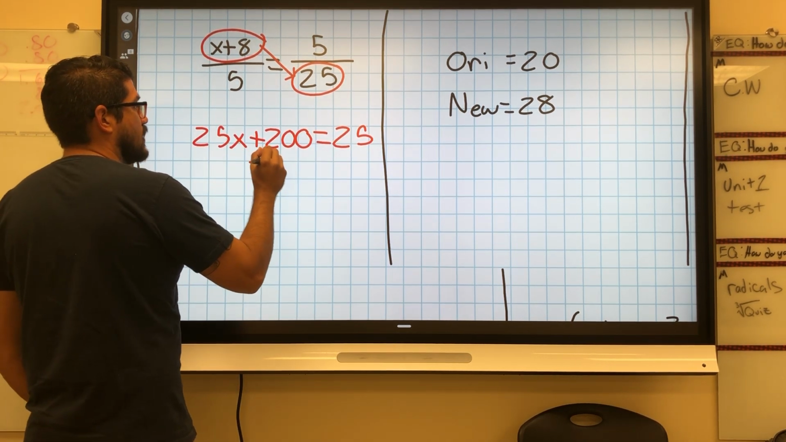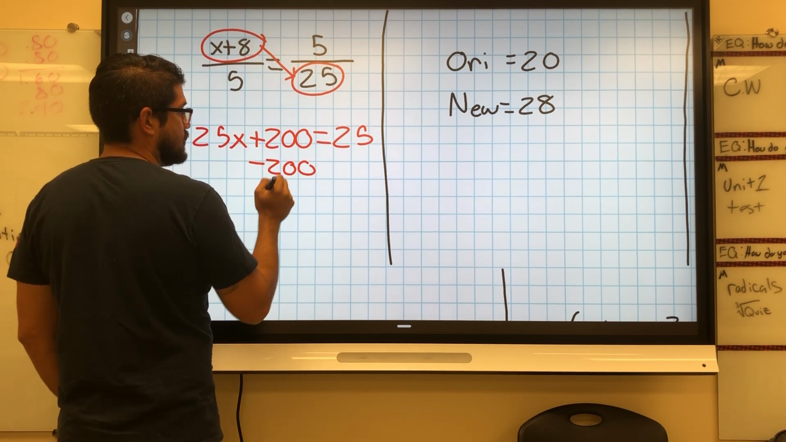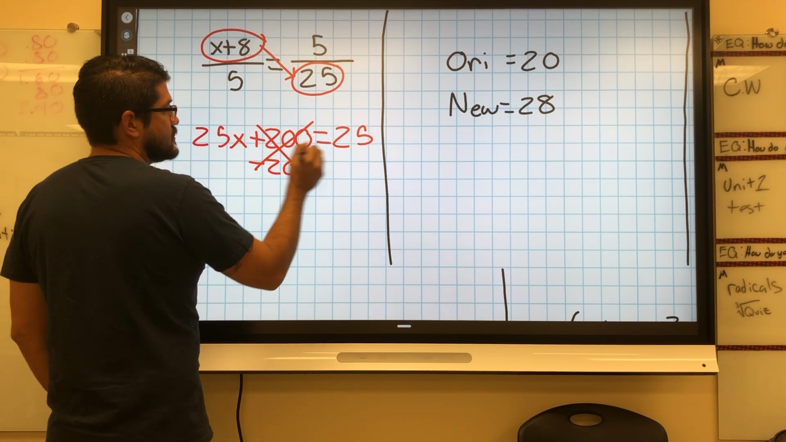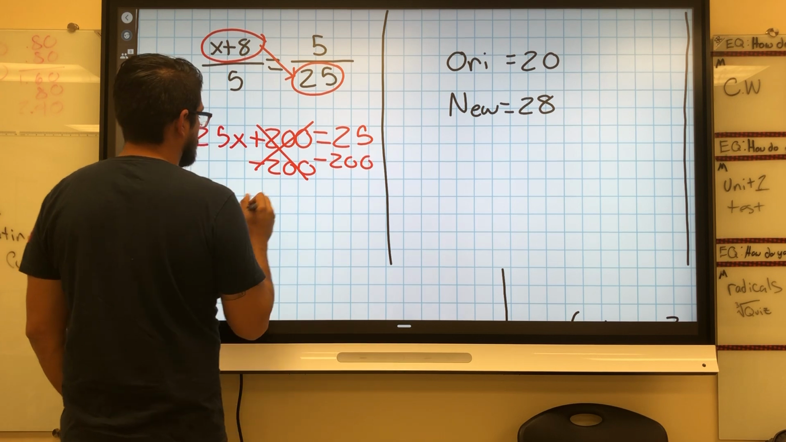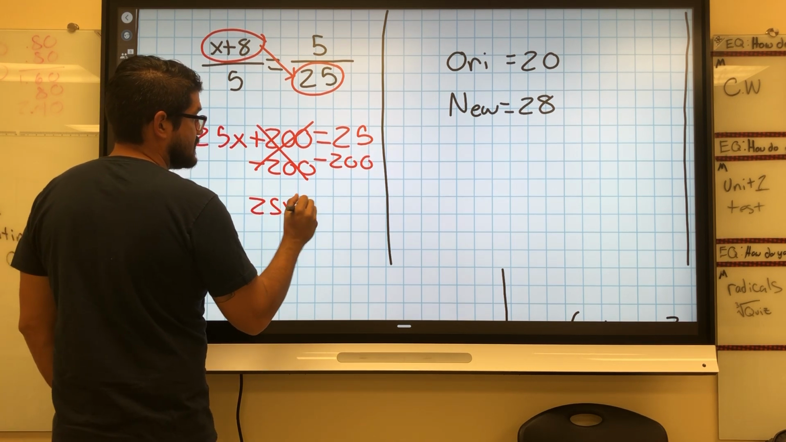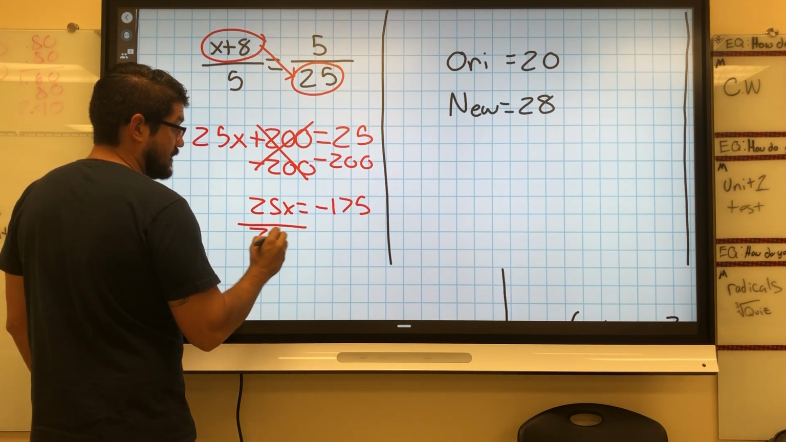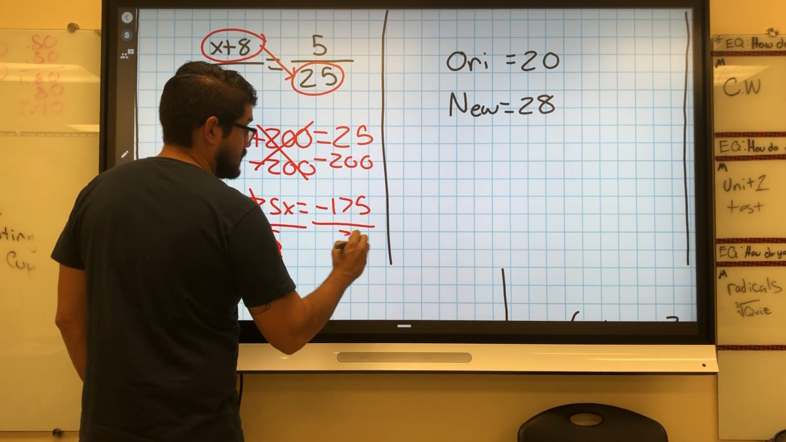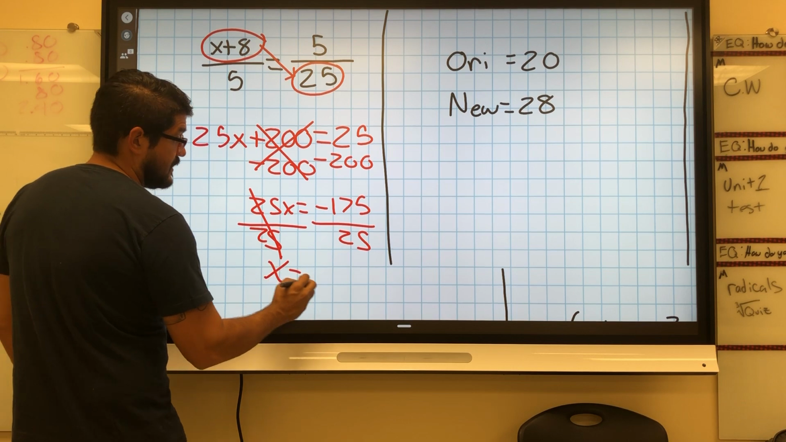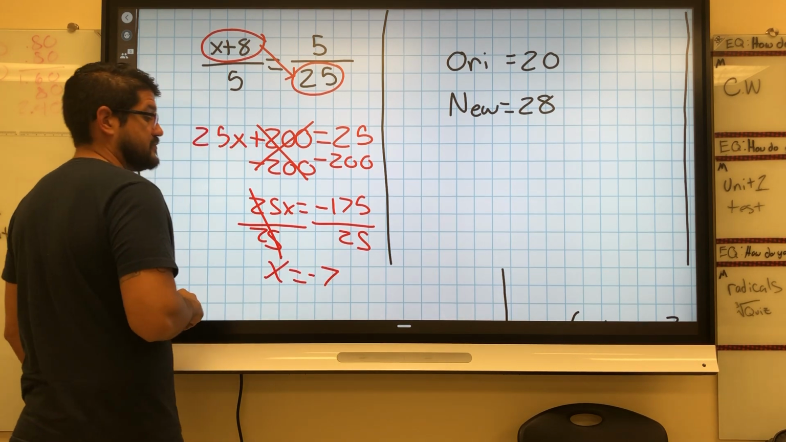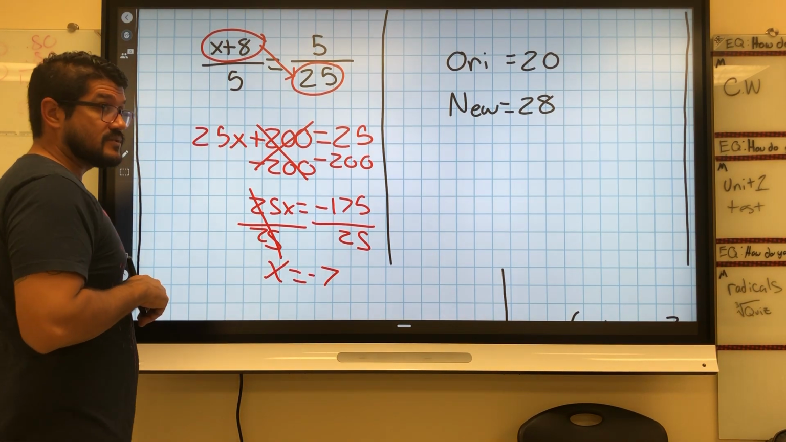So here you subtract by 200. Subtract by 200. 25x equals negative 175. Divide by 25. Divide by 25. X equals negative 7. So now I know what x equals. X equals negative 7.